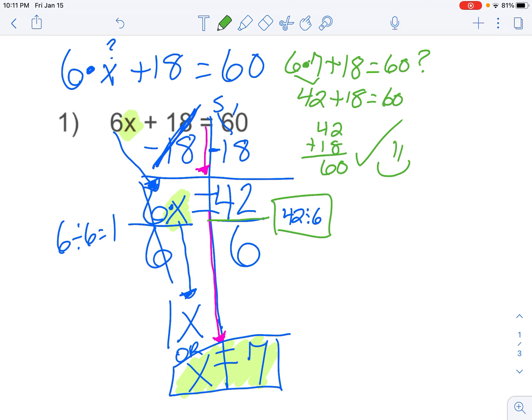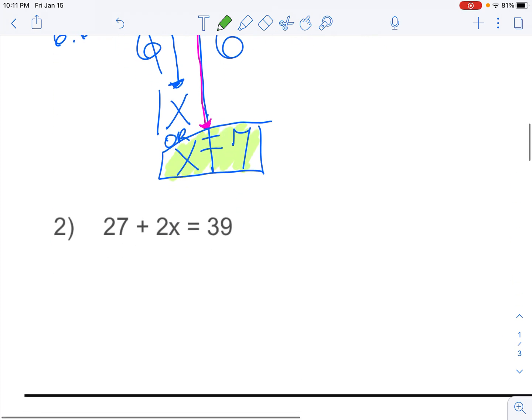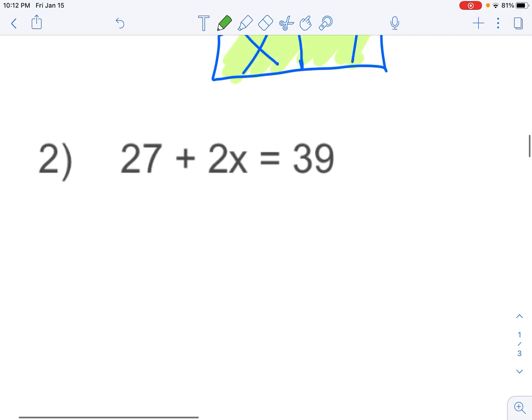Okay, so let's do number 2 next. You could always pause the video and take your time. Number 2 is 27 plus 2x equals 39. Again, I'm going to draw my line, stay organized.